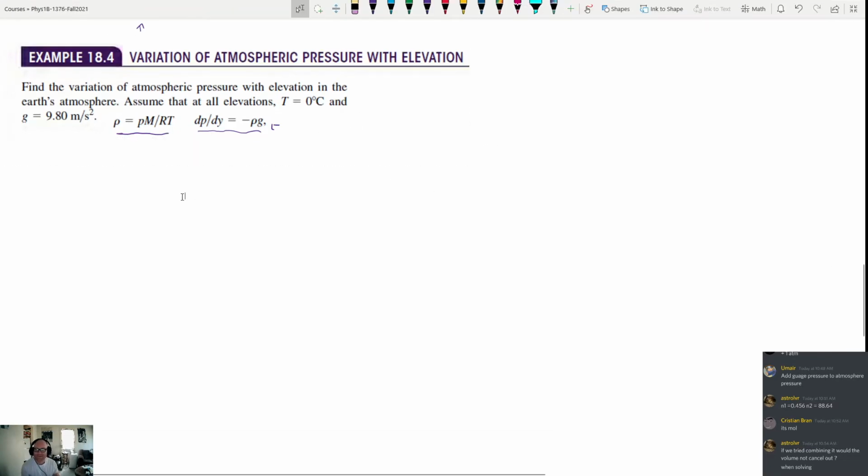But so our goal here is to find how the pressure in the atmosphere varies with elevation, and we're going to basically want to use these two equations to get pressure as a function of height. That's kind of what we're trying to do. Pressure as a function of height.